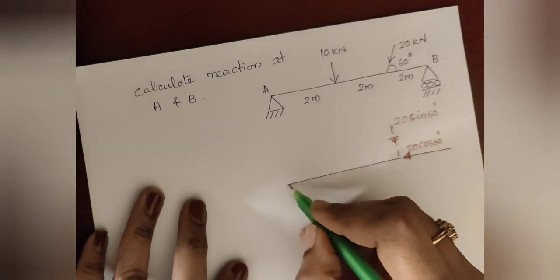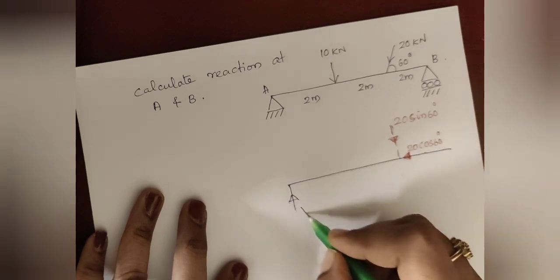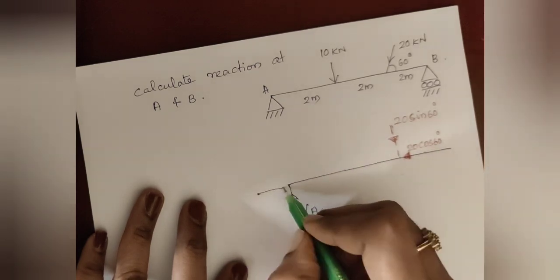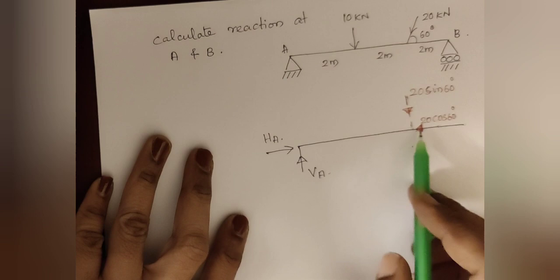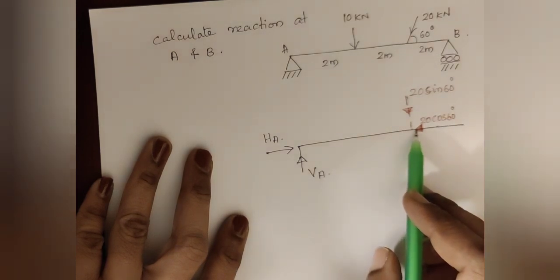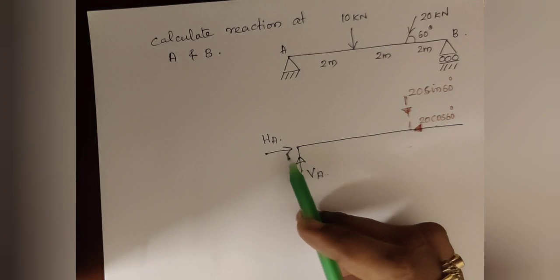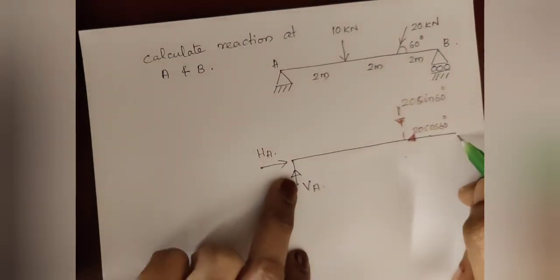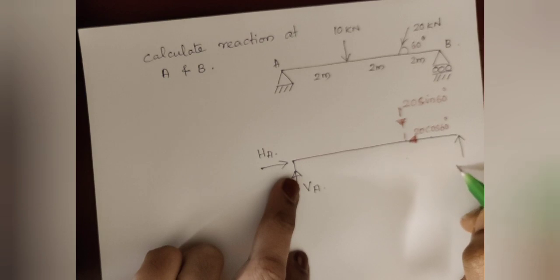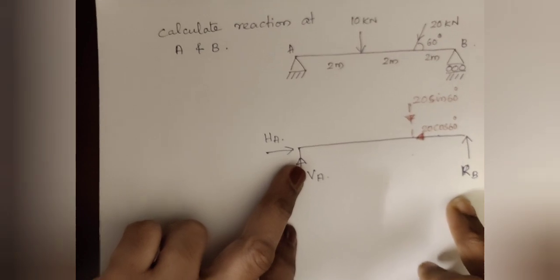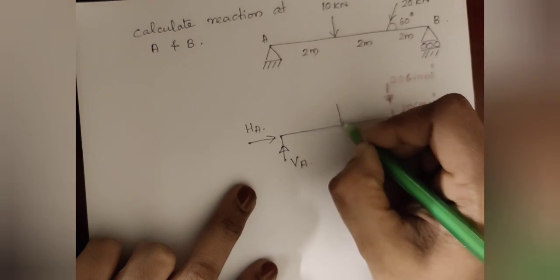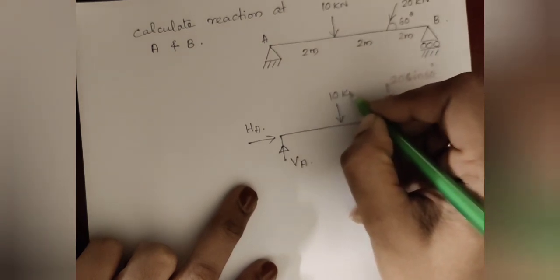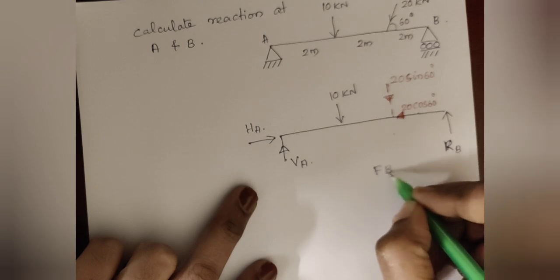So at the hinge support you have to mark two reactions, the vertical reaction and the horizontal reaction. If the external load is inclined, you have to mark both the vertical and horizontal reaction at the hinge support. At the roller support you have only one reaction, the vertical reaction, which you can represent as RB. Here you also have the 10 kilonewton load. So this is the free body diagram.